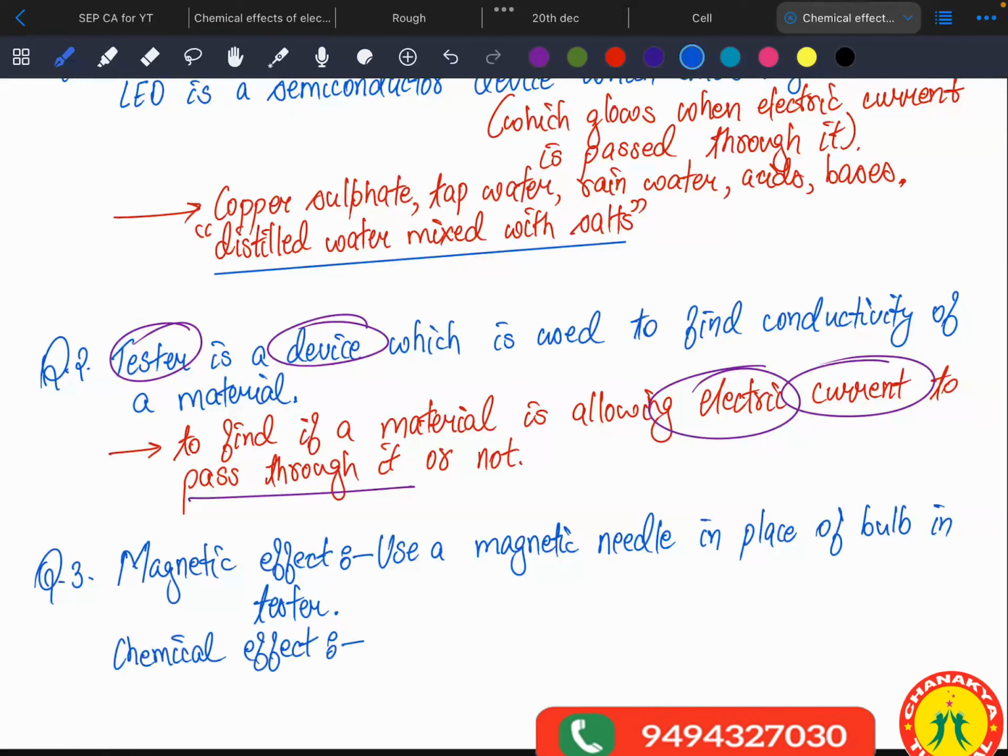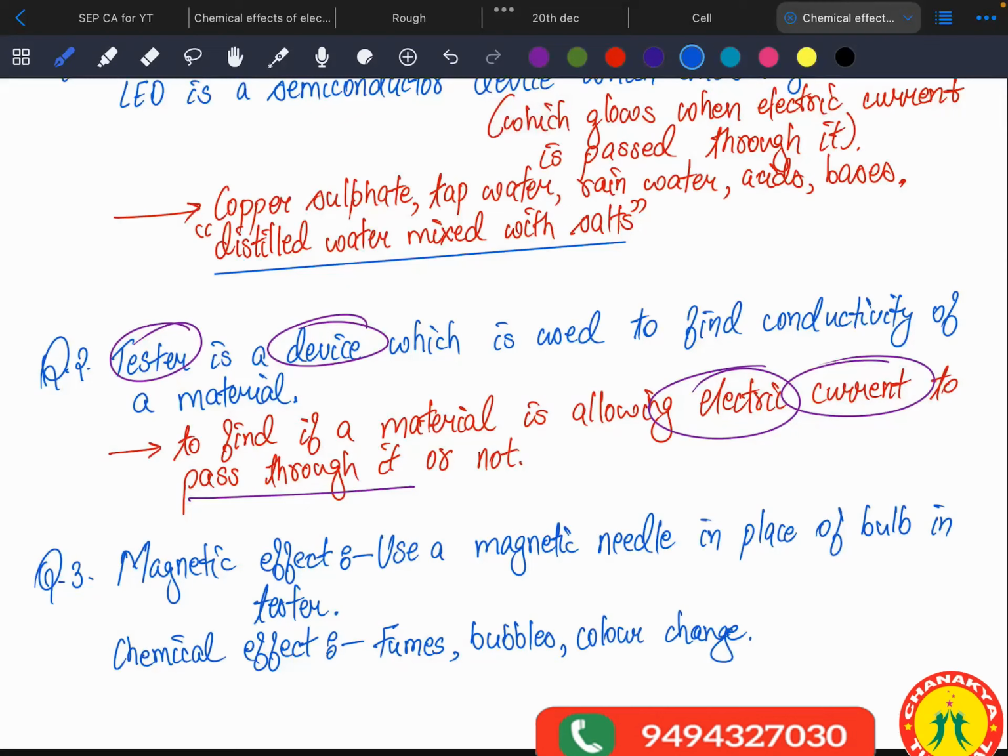So if you are performing an experiment in any kind of liquid, and if you observe that there are fumes, there are bubbles, or there is a change in color, then this is evidence that a chemical effect is taking place. So basically the chemical effect tells us that there is a formation of a new kind of material when electric current is passed through something.